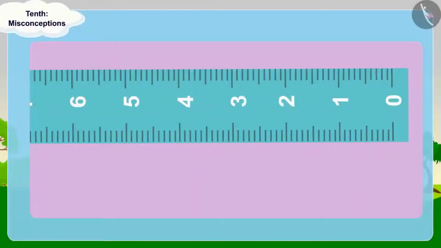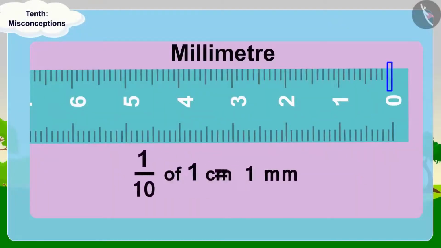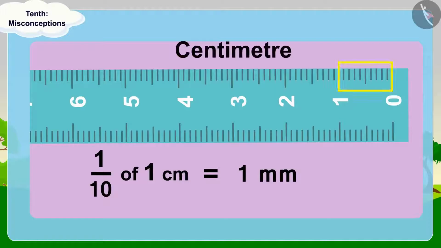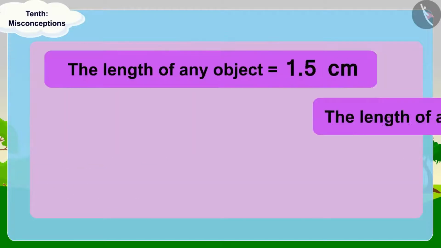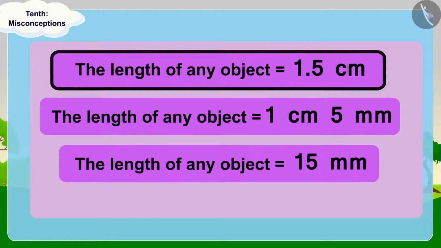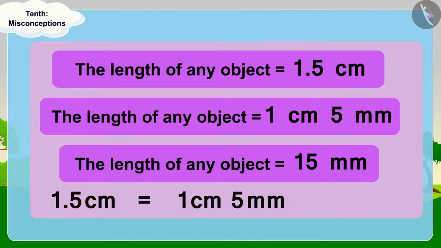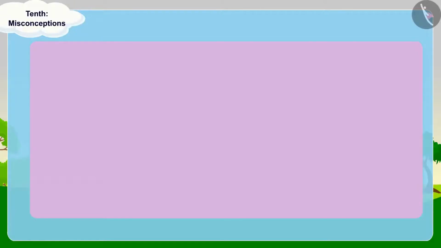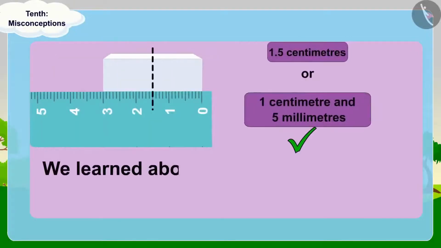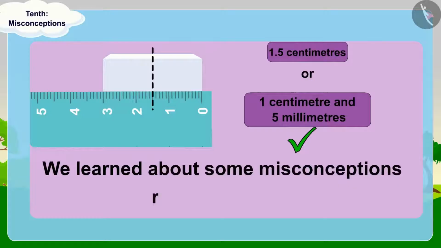Children, because millimeter is 1/10 of a centimeter, we can write the length of any object in these 3 ways, and it is exactly the same. Children, in this video we learned about some misconceptions related to tenth.